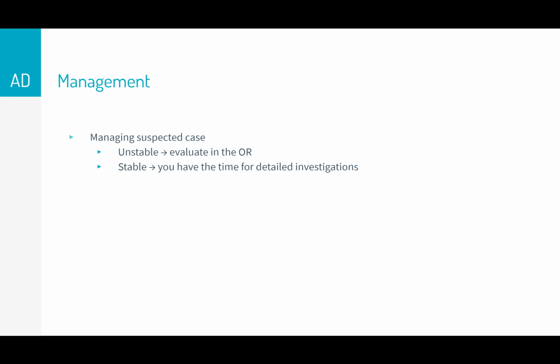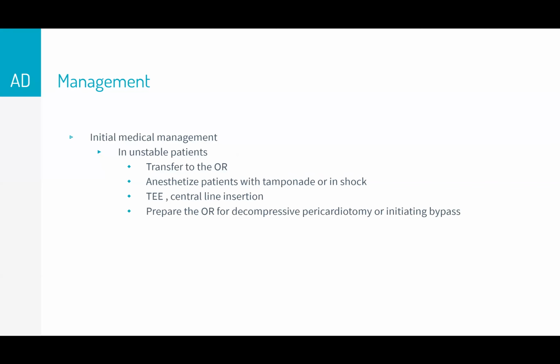It was found in the International Registry of Aortic Dissection that patients with type A who were managed medically because they were deemed high risk for surgery had 58% in-hospital mortality during their admission. So for the initial management of patients with type A aortic dissection, in unstable patients, you will transfer him to the OR. You will anesthetize him first, stabilize him and intubate him. Do your transesophageal echo and insert your central lines.